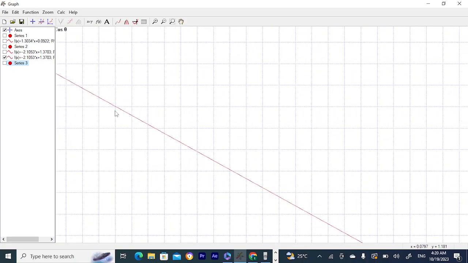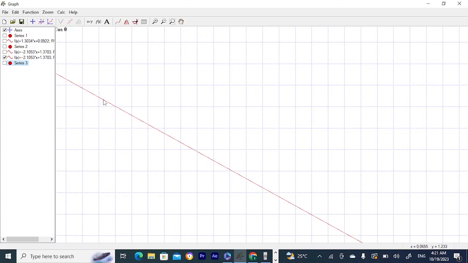Pick any point here. Let me zoom in so I'll have a clearer view. If I choose a point here, the value of the point where my pointer is will be given at the bottom right hand side of the screen. Where I am now is at x equal to 0.0655 and y equal to 1.233. That's the exact point I am now.